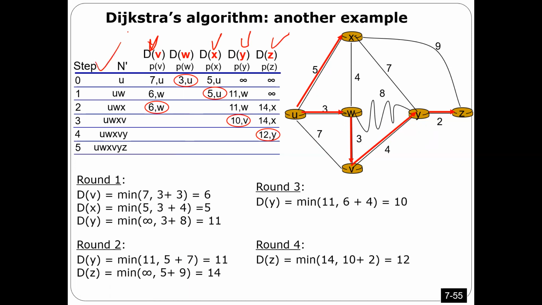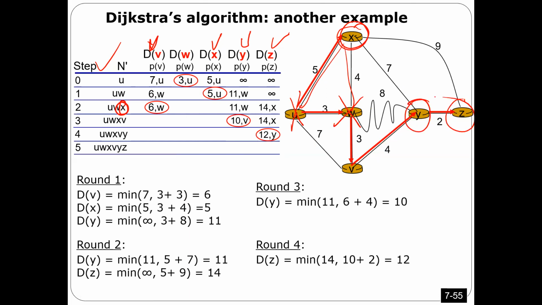It's not here in the list yet. So which one do I have to start with? This one is 6, 5, 11, infinity. I'm going to select the smallest one, which is 5, so I'm going to select X and add X here to the list. I'm going to repeat again and ask myself, who are the neighbors of X? The neighbors of X are U, but I'm not going to check it because I finished it. It's already in the list. The neighbor W also I'm not going to check because it's already in the list. So all I have right now is Y and Z.